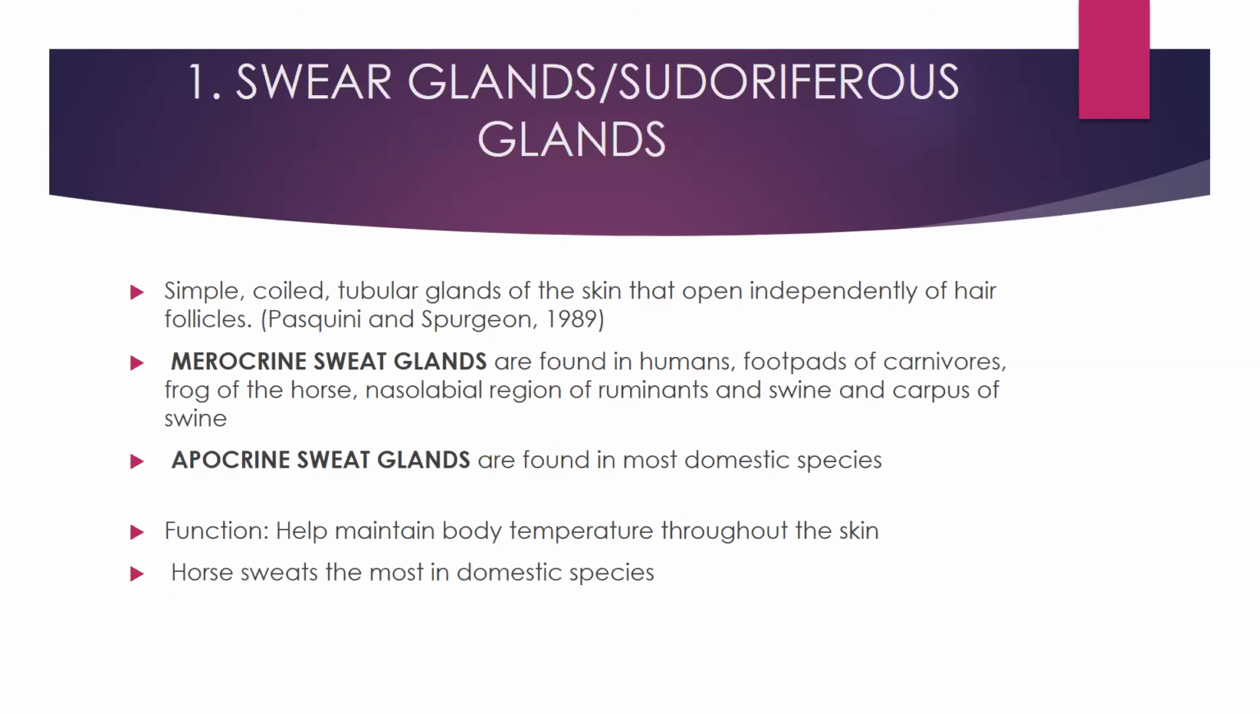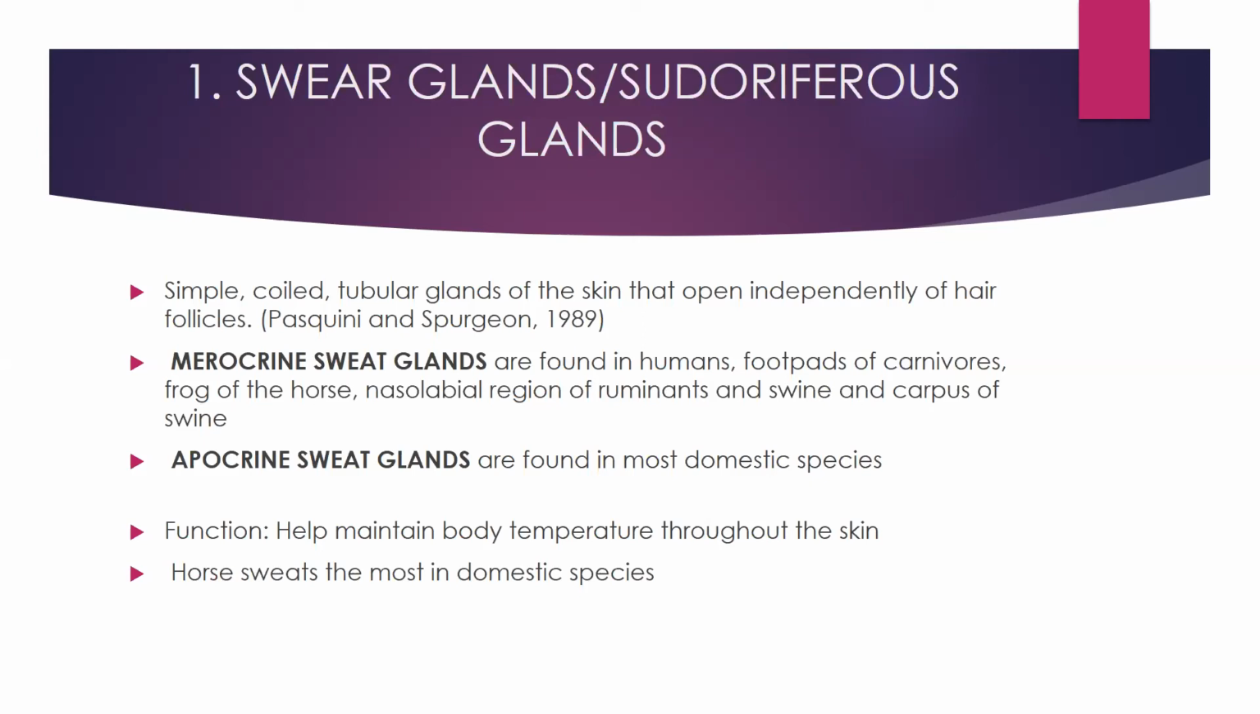Sweat glands. Sorry if it says swear glands. It's sweat glands. So these are simple coiled tubular glands of the skin that open independently of hair follicles. There are two types, the merocrine, which are found in humans, pads of carnivores, frog of the horse, nasolabial region of the ruminants and swine, and carpals of swine.